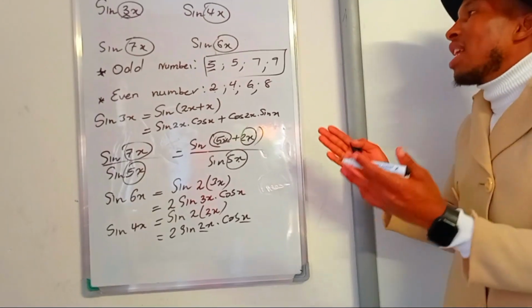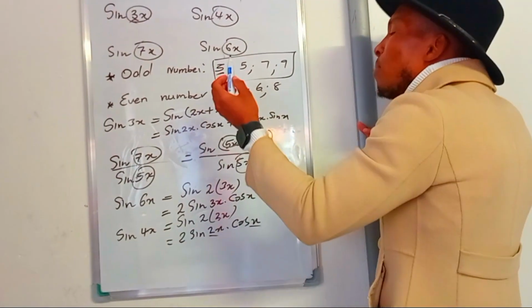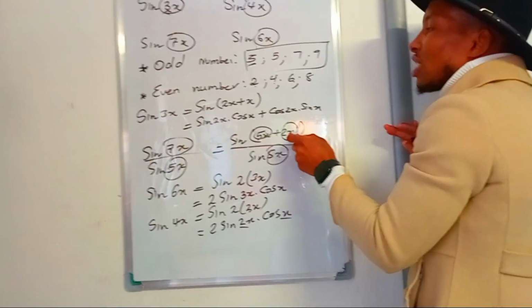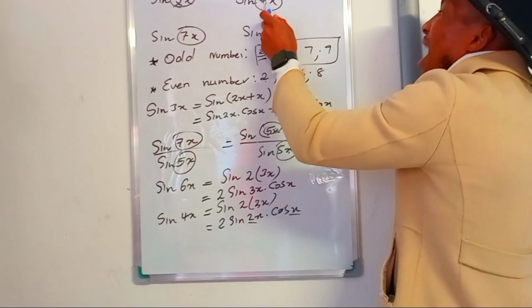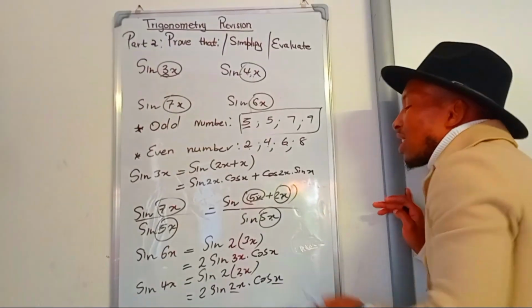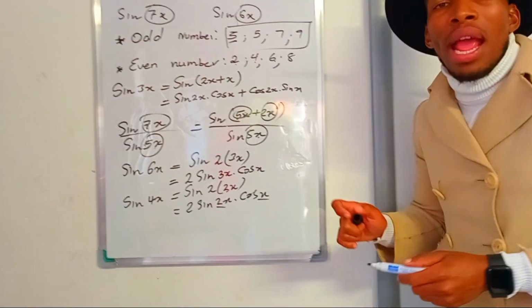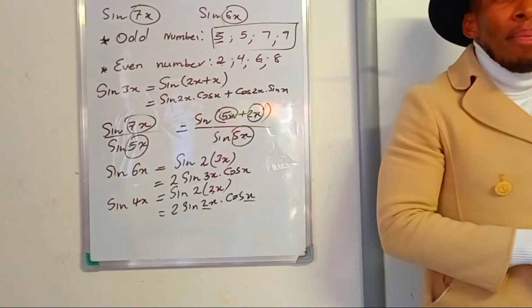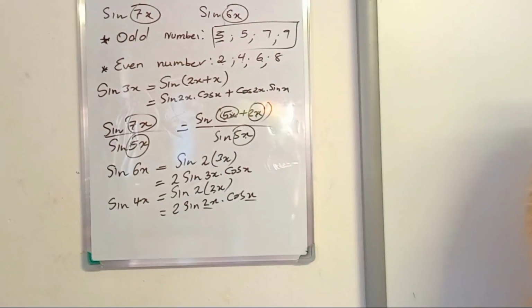The information here is very, very important to note: if an angle is an odd number, they are just asking you for the compound angle. If an angle is an even number, they are just asking you for the double angle of sine. Okay, it's very, very important. All right. Okay, let's go.